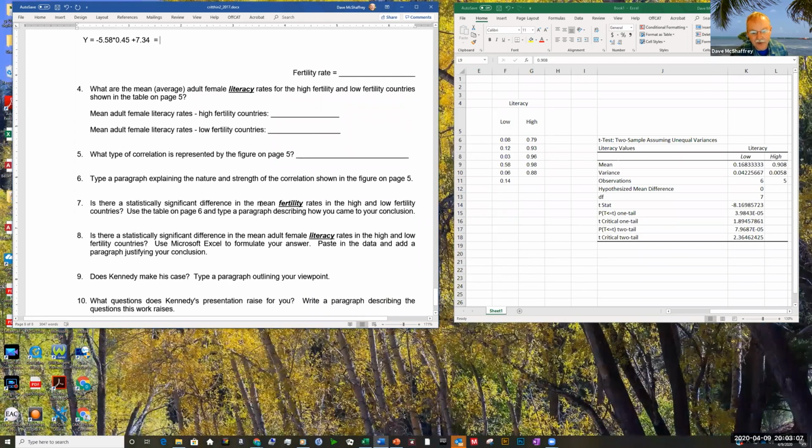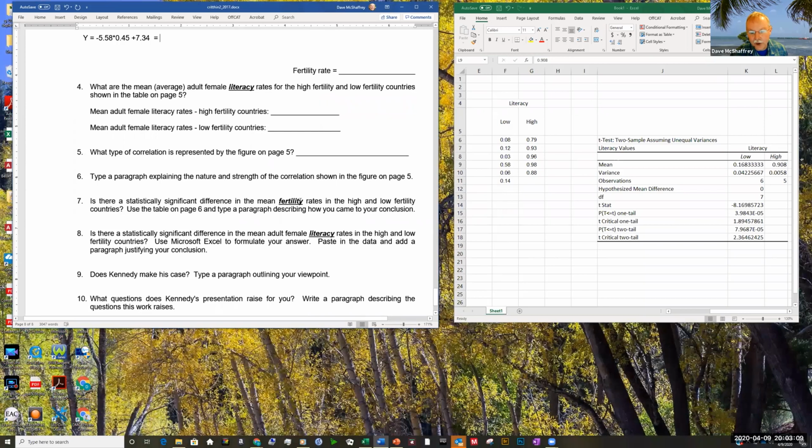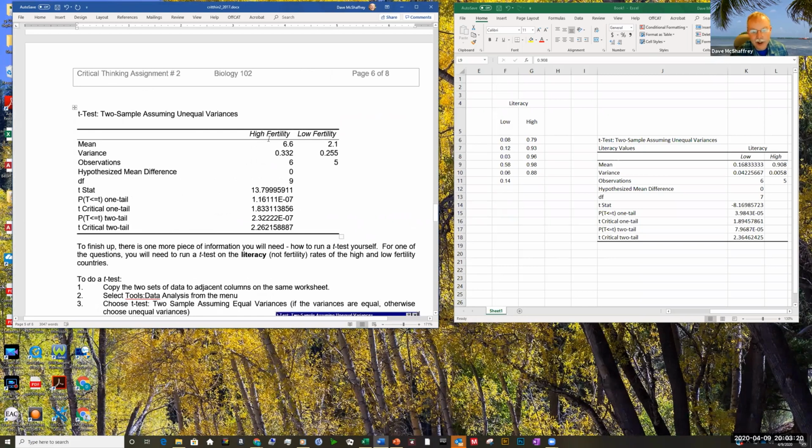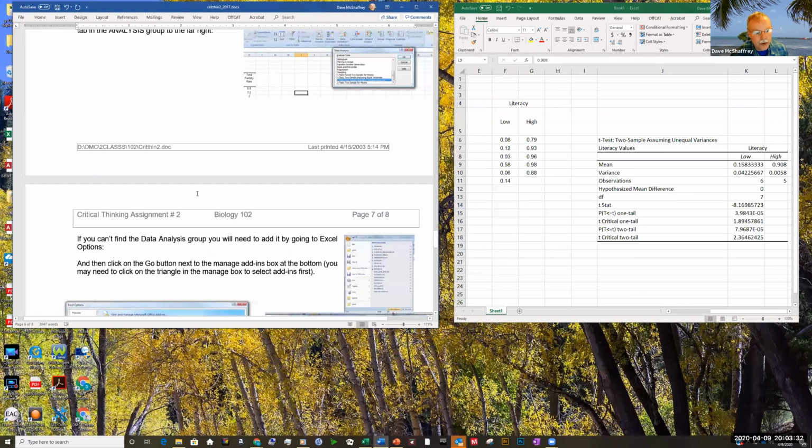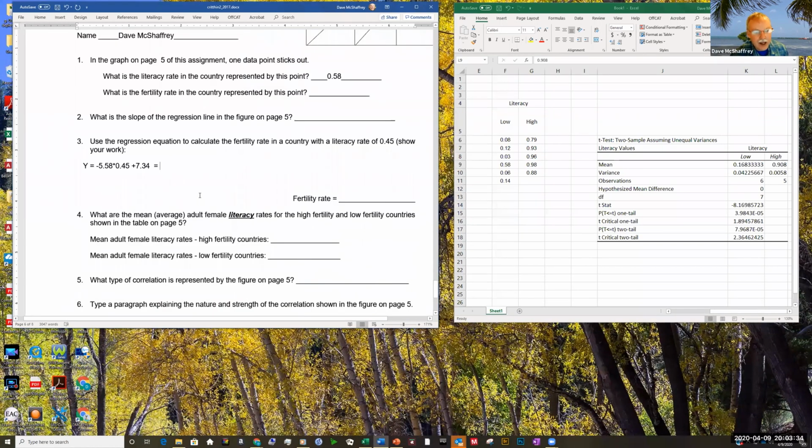Is there a statistically significant difference in the mean fertility rates in the high and low fertility countries? We already said this, but you go back up to this table, remember what I said, or press rewind and you've got the answer for that. Is there a significant difference? And talk about it in terms of the t-stat and the t-critical, and make sure you're using the right 1 or 2 tailed test and so forth. Same thing for literacy, okay?